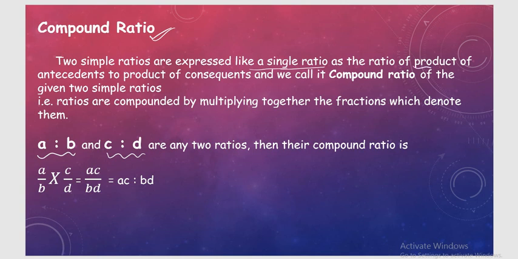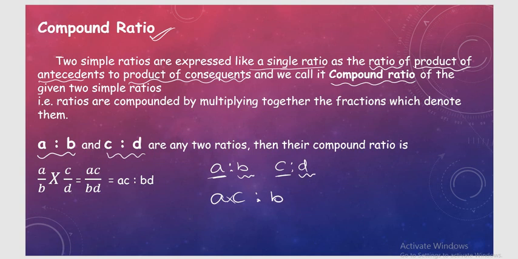So we need to consider the product of antecedents, and you need to take the product of consequents, and you need to take their ratio. Then that ratio is nothing but what we call the compound ratio of those two ratios, right? Suppose A is to B is there, C is to D is there, right? Here A is antecedent, and for this ratio C is antecedent, so we are going to multiply those two. So A into C is to, here B is consequent, here D is consequent, so we can write it as B into D.